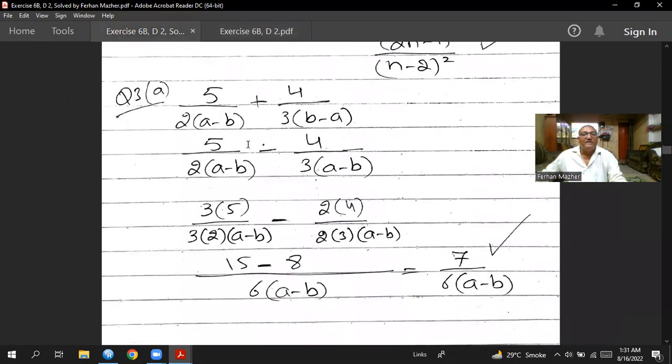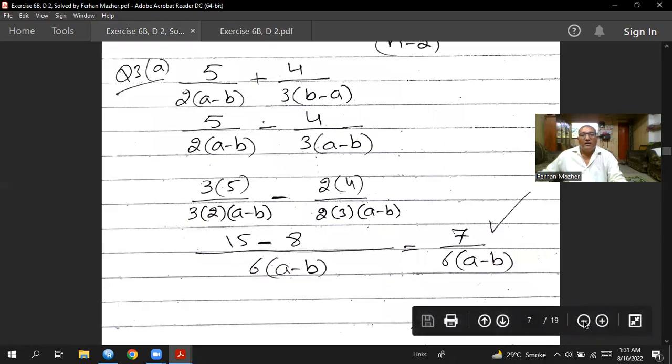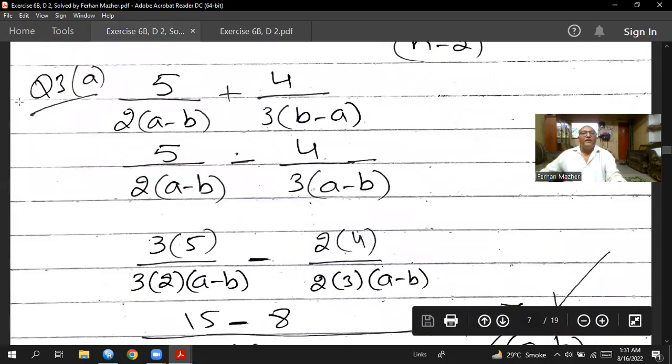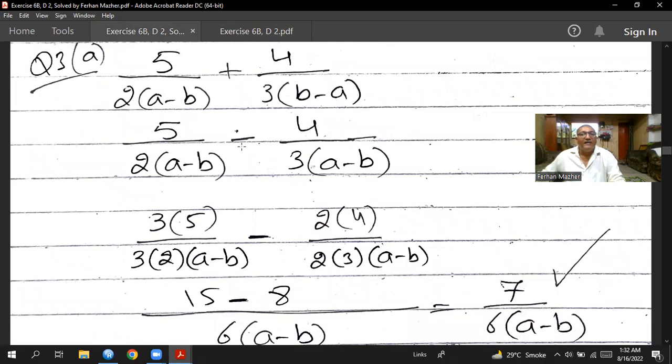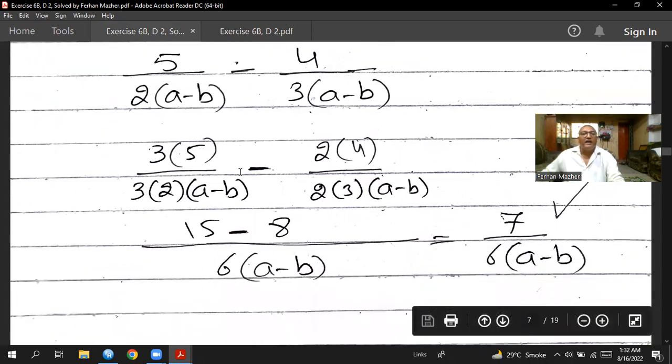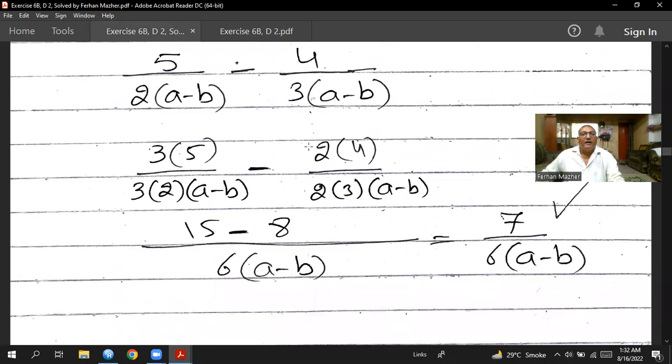So let me show you how this is done. This is coming up on your screen. So what I will do, I will take a negative common. So this will become a minus b here. Upstairs, downstairs, I multiply with the 3. And here, I will multiply upstairs and downstairs with the 2. So upstairs you will have 15. Here upstairs you will have 8. And downstairs you will have 6 bracket a minus b bracket close. Here again you will have 6 bracket a minus b bracket close. So that denominator will be the same.